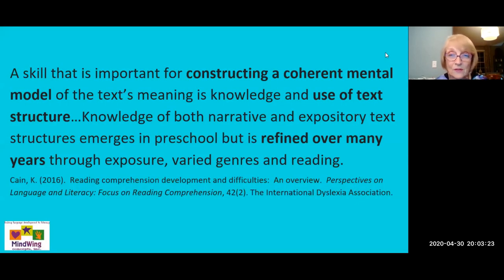A skill that's most important for constructing a coherent mental model of the text meaning is knowledge and use of text structure. So, modeling it, explicit intervention. Knowledge of both narrative and expository text structure emerges in preschool, where we talk about routines, a sequence of events in the routine. But it's refined over many years through exposure, varied genres, and reading. That's a quote from the International Dyslexia Association's Perspectives magazine, by Kate Kane of Kane and Oak Hill in the UK. So this kind of completes my part.